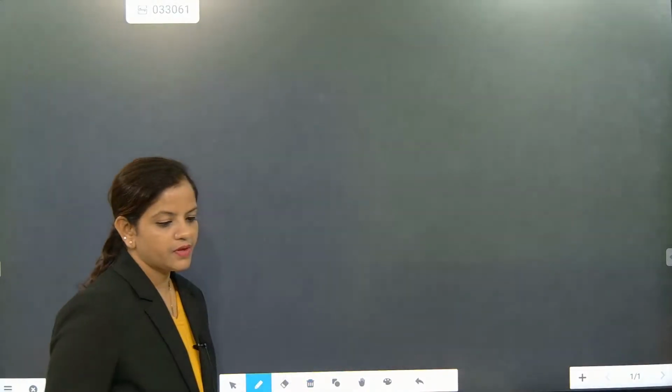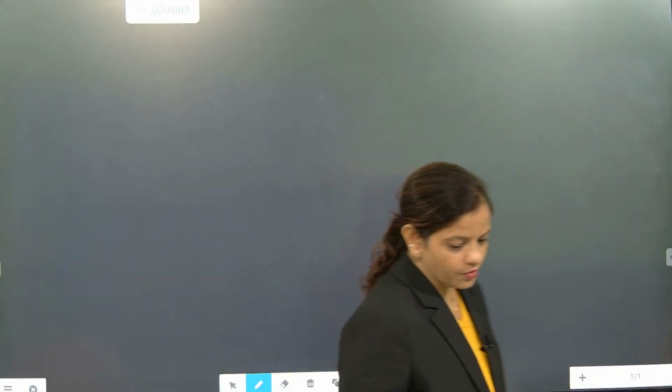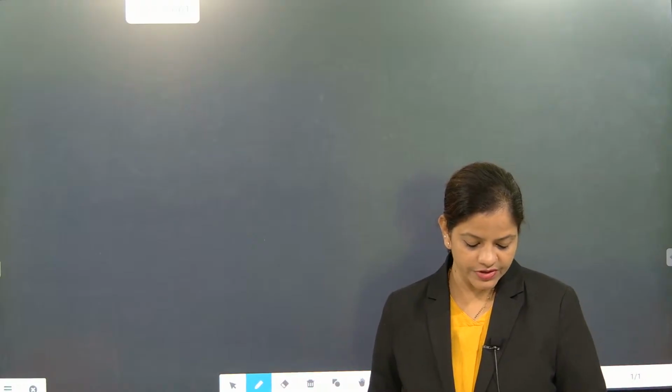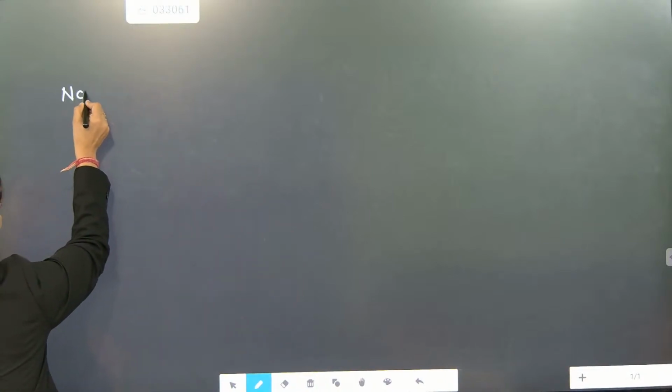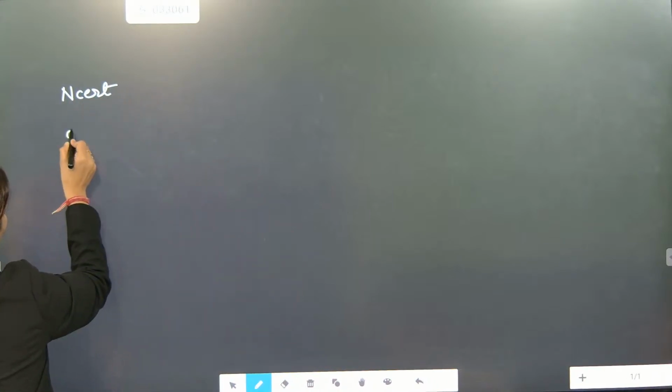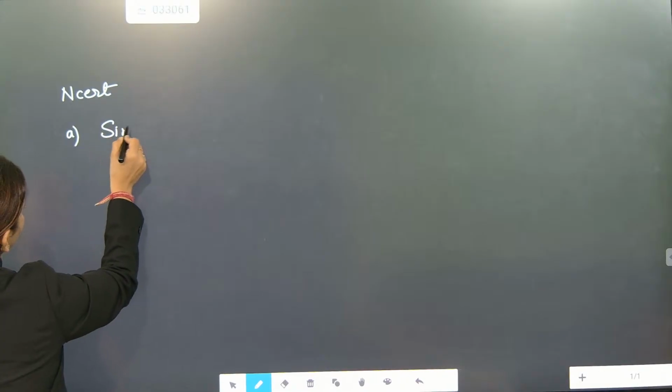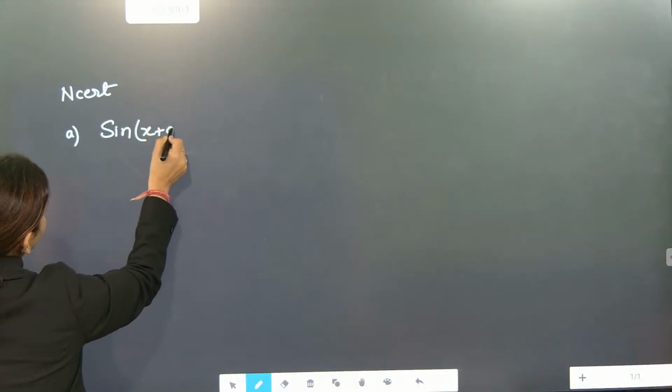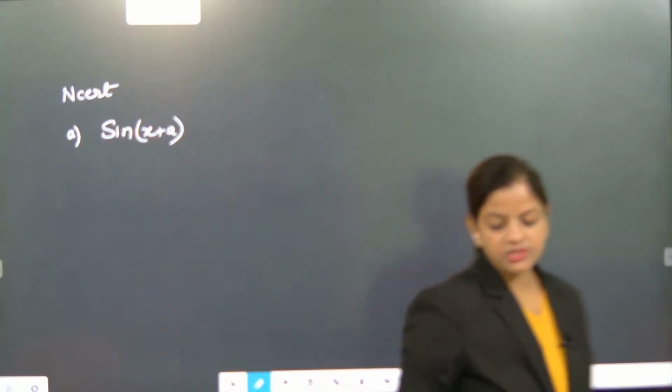Now look here, next part questions. Why it is very important, how it is very important. It is an NCERT question, you have to directly differentiate it. How are we going to differentiate? This is an NCERT question. Your question is sine of x plus a. You have to differentiate. So what is your differentiation given?